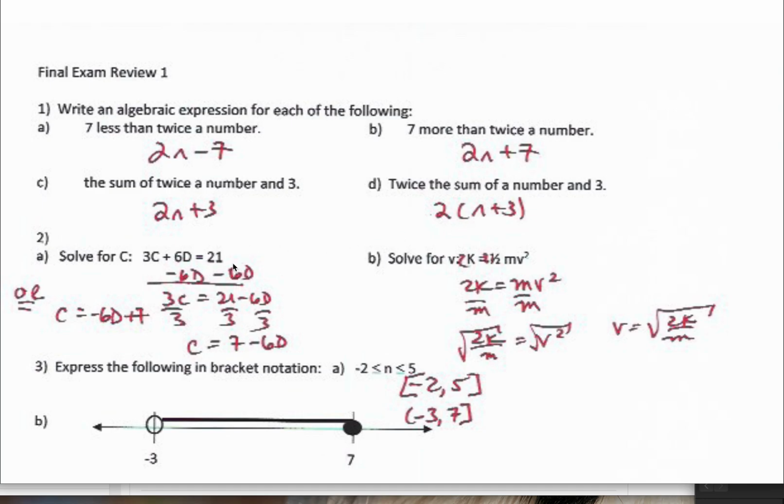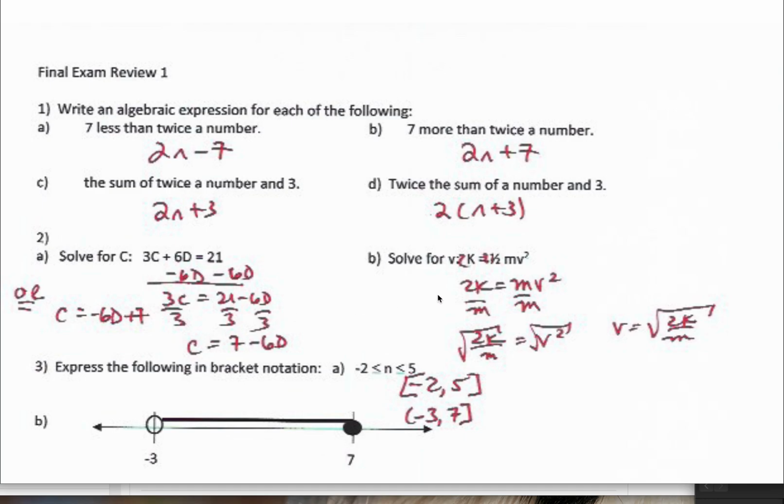Number 2, subtract 6d from, it says solve for c. This is a literal equation, so we want to get c by itself. So I subtract 6d from both sides, then I divide by 3, and I get c equals 7 minus 6d, which you could write as c equals negative 6d plus 7. Either way is perfectly acceptable.